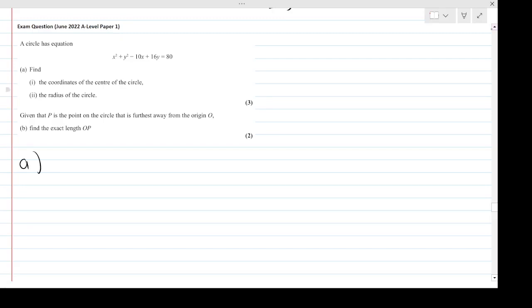So hopefully again, you see why we're drilling this in, it's the same sort of thing, right? Again, firstly, we need to complete the square in order to get that in the form we want to find this centre and the radius. So we need to group the x parts together. So we're going to get x squared and then minus 10x. Then we add y squared plus 16y is equal to 80.